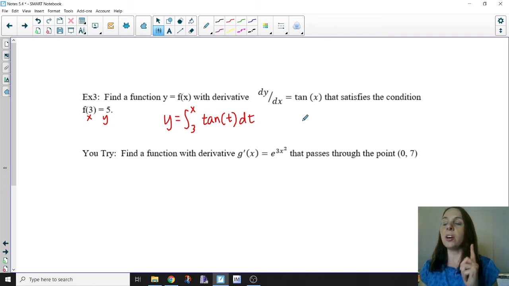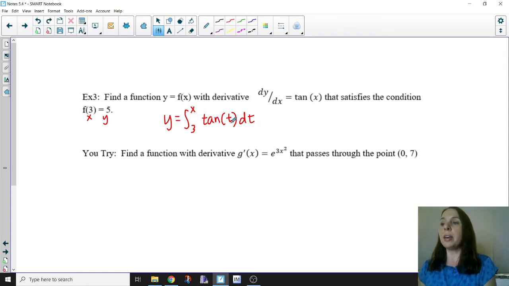Okay, this is not quite done though until we address the fact that when x is 3, we have to get out of this a y coordinate of 5. Okay, right now, think about this. This says y equals integral from 3 to x. If we put a 3 in here for our x, y would be equal to 0, right? Integral from 3 to 3 of anything would be 0.